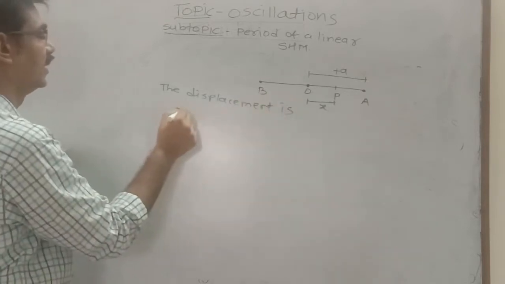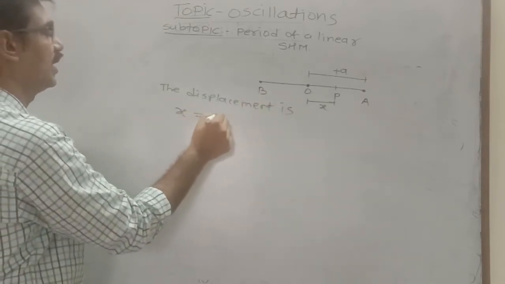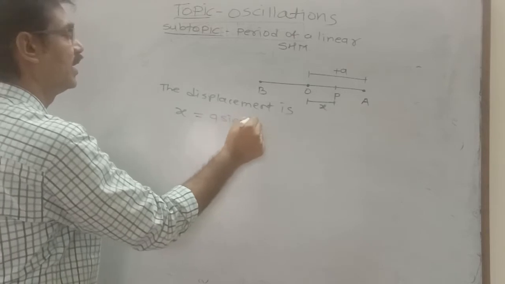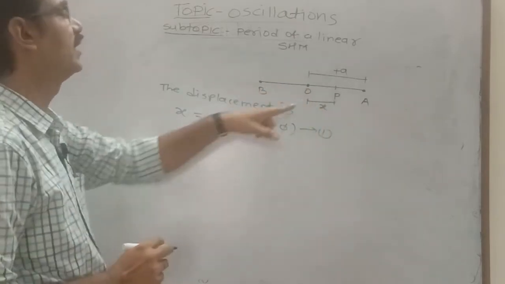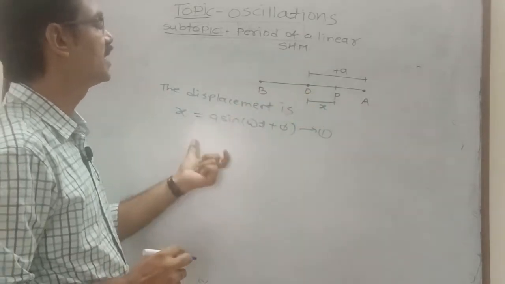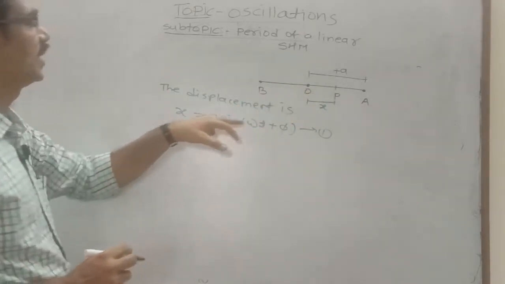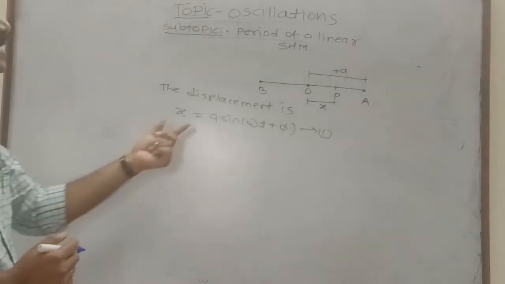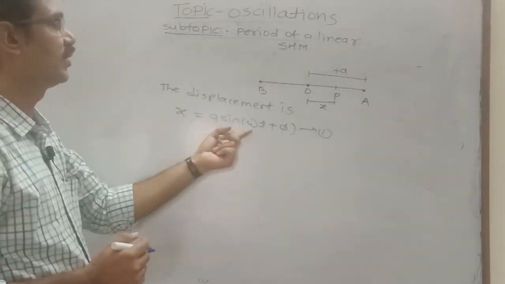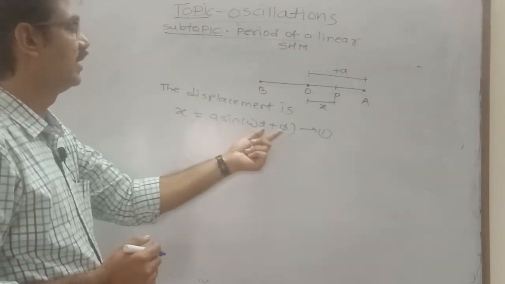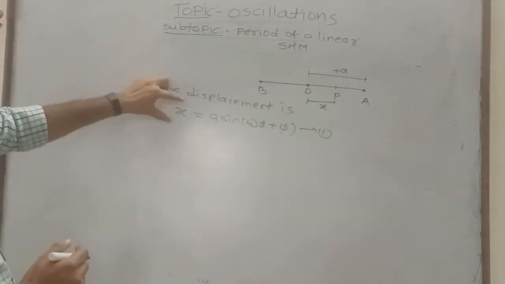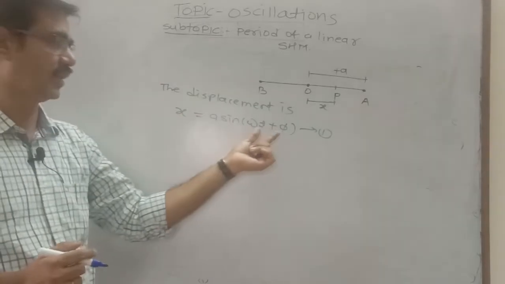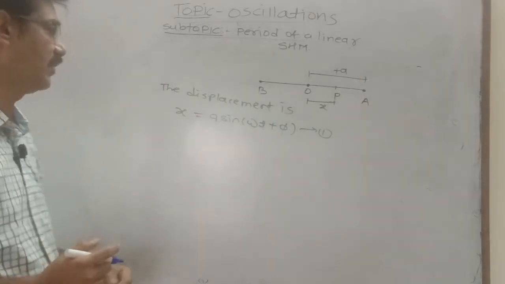At this position P, the displacement is given by x = a sin(ωt + φ). This is the expression for the displacement of the particle when it is at position P at any instant of time, where a is its amplitude, ω is angular frequency, t is the time at that instant, and φ is its initial phase.